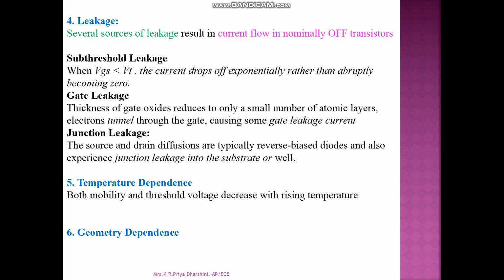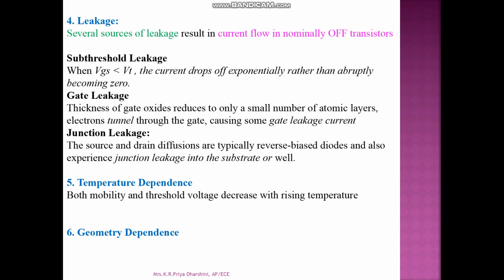The leakage: what is leakage in the channel? Several sources of leakage result in current flow in nominally off transistors. Even though the transistor is in the off condition, there will be some leakage of current. So what are the possible ways for the leakage of current? It is subthreshold leakage, gate leakage, and junction leakage.